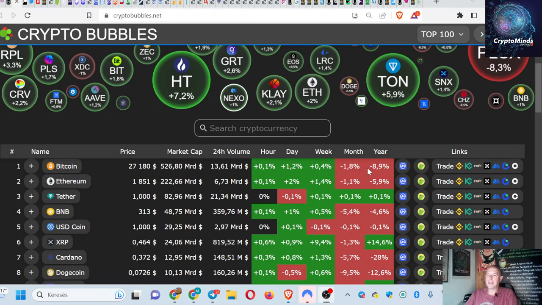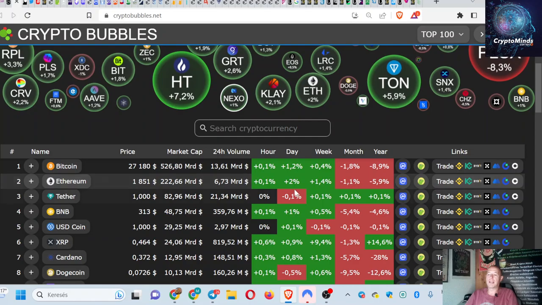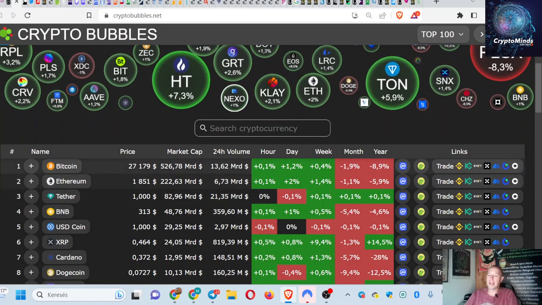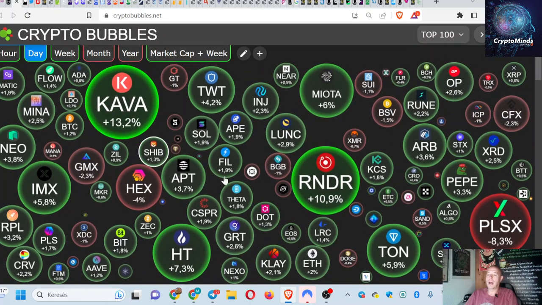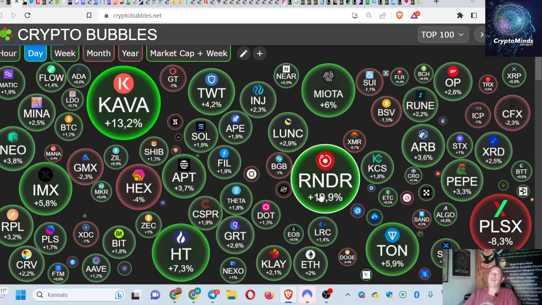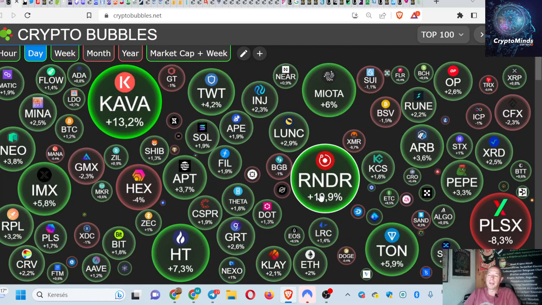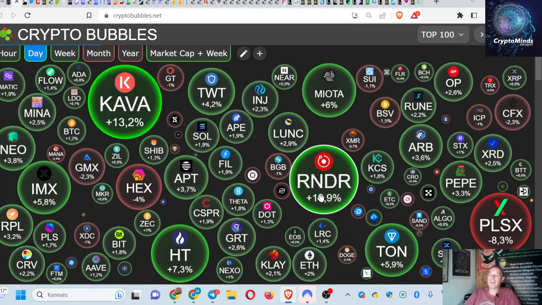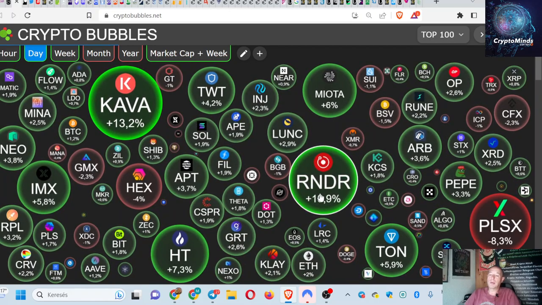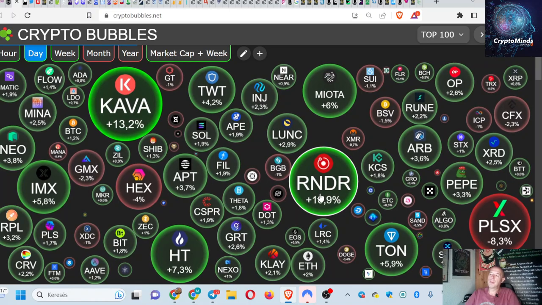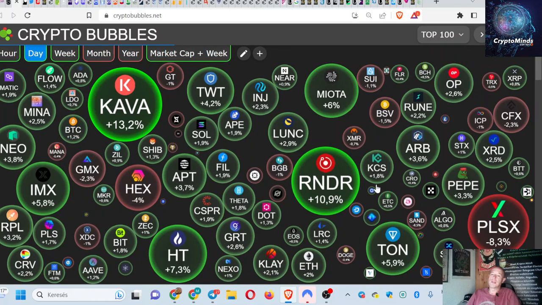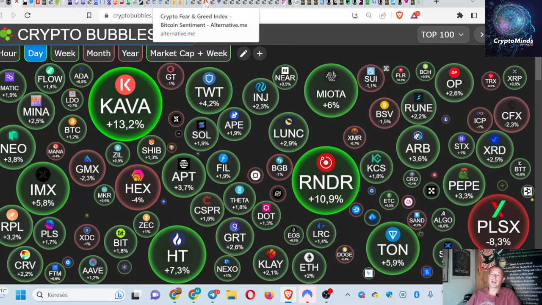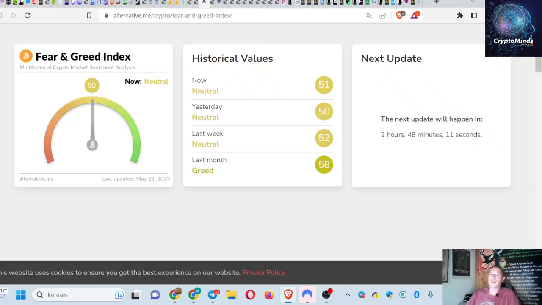So as we see on our favorite bubble chart, Ethereum is up 2%, Bitcoin is up 1.2%, and most of the altcoins are up, especially Render, and Render is connected to the Web3 ecosystem. Also Kava and IOTA, Immutable X are up, and we also see PulseChain is correcting after the launch. So good to see that overall the market looks pretty good today.